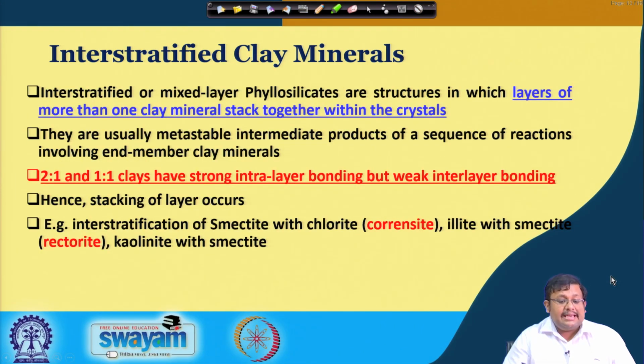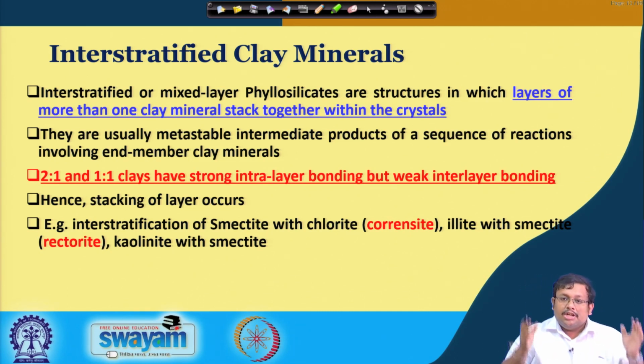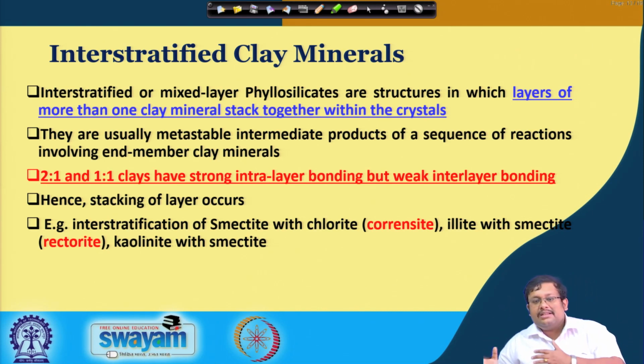If we move ahead, we see another type of clay mineral called interstratified clay minerals. Now, interstratified or mixed layer phyllosilicates are structures in which layers of more than one type of clay mineral are stacked together within the crystal. So, they are usually metastable intermediate products in a sequence of reactions involving end member clay minerals. When one clay mineral converts to another clay mineral due to different types of reactions, these are metastable intermediate products, where you can see that different mixed layers are present.